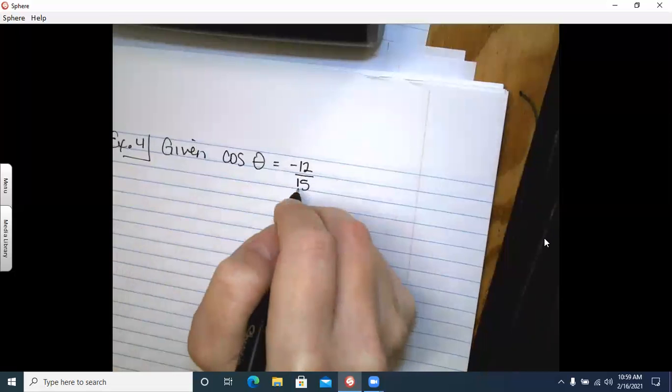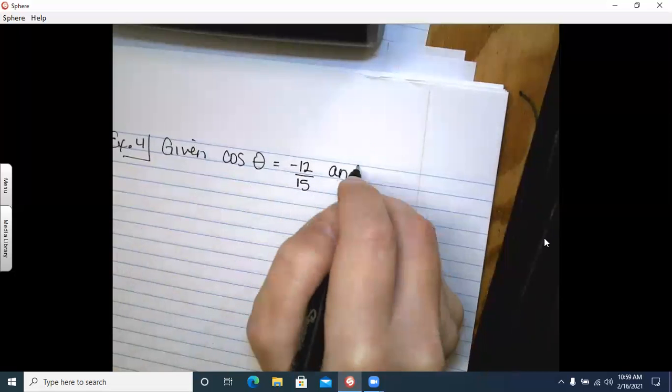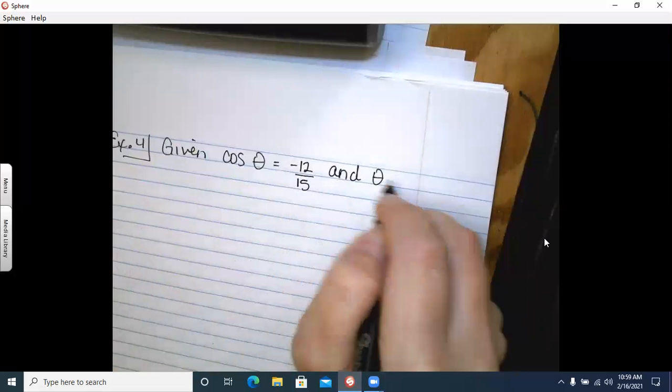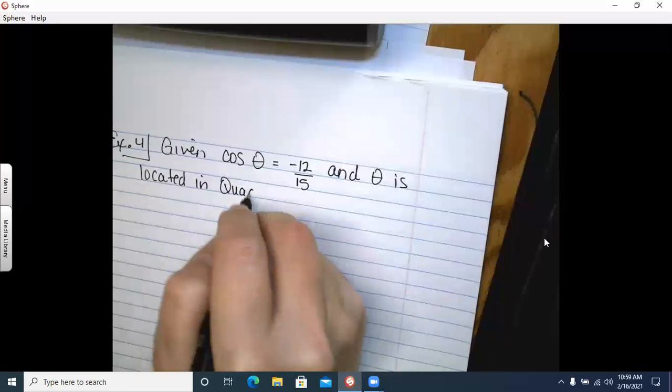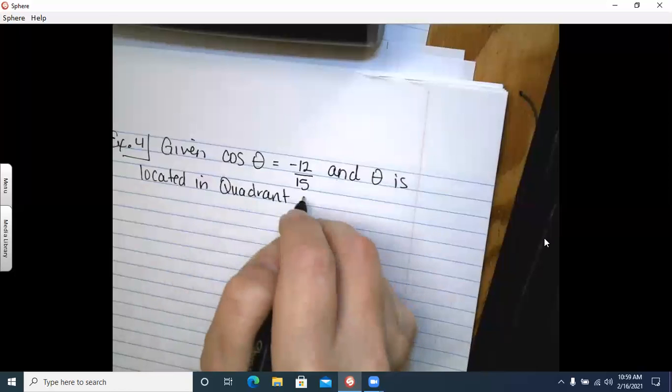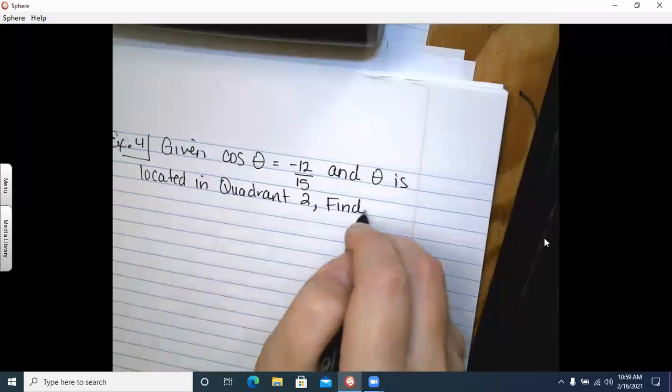Example 4. Given cosine of theta equals -12/15 and theta is located in quadrant 2, find sine of theta.